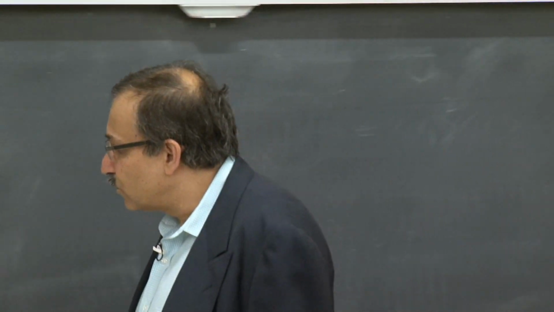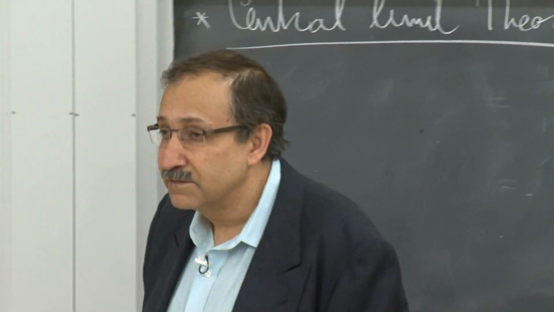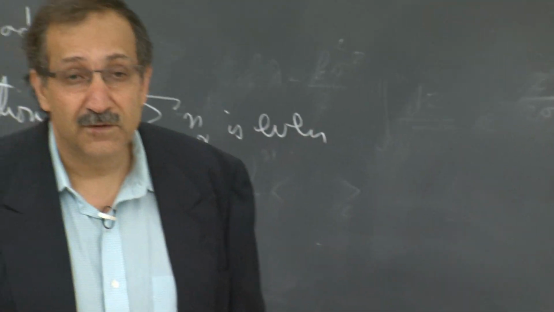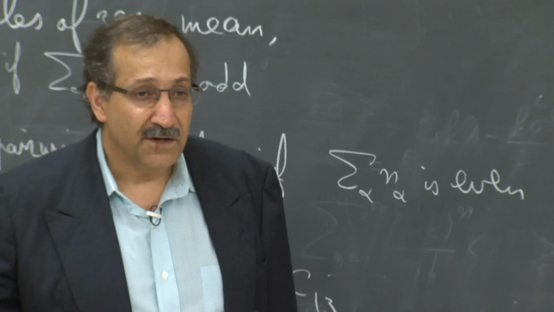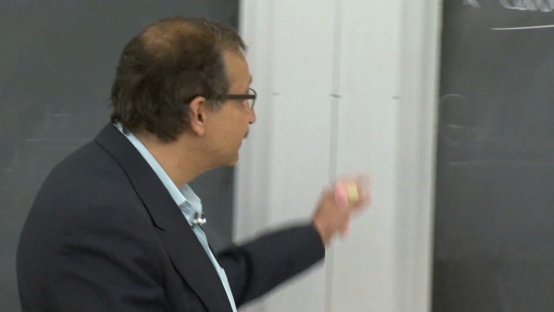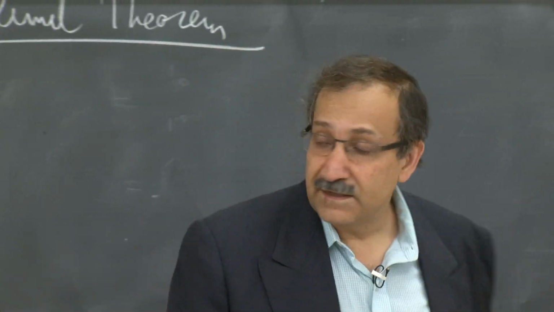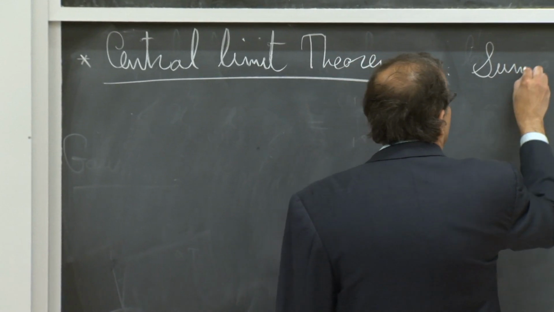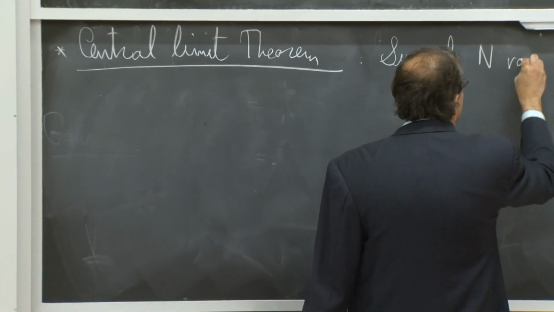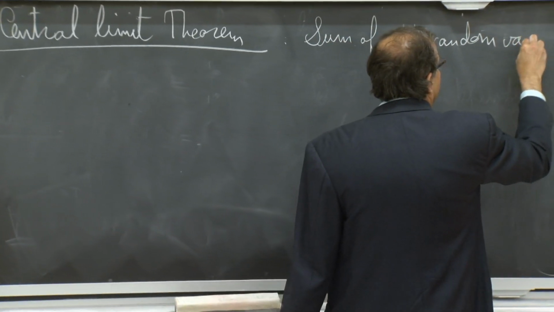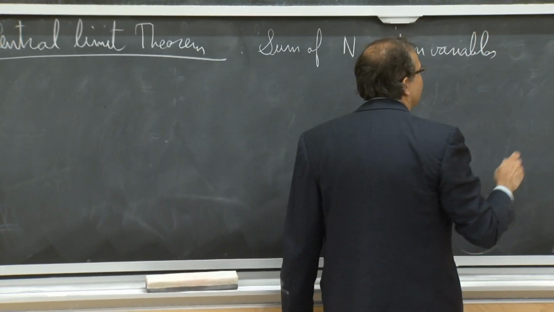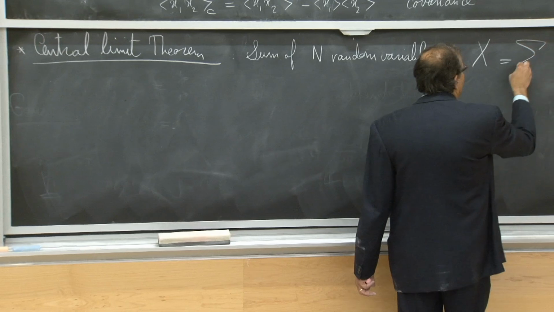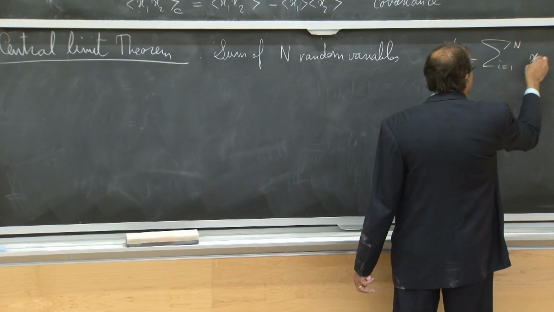It's because in going from the probabilistic description, you will be dealing with such a large number of variables that probabilistic statements actually become precise deterministic statements. And that's captured by this theorem, which says: let's look at the sum of n random variables. I will indicate the sum by X and my random variables as small x's.